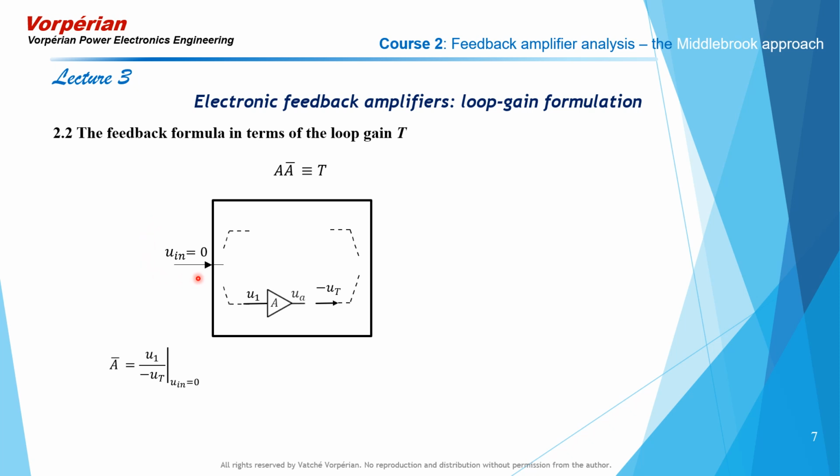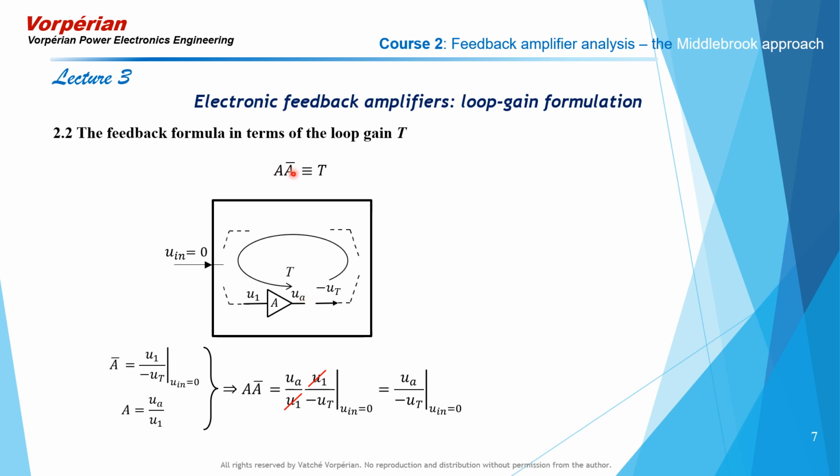Now we bring the dependent source A, or the gain element A, back into the picture, and that has a gain A equal to UA over U1. Now we see that the product A A-bar is equal to UA over minus UT, because U1 cancels as shown here. So clearly, A A-bar is the gain that the signal minus UT experiences as it goes around the loop and comes back to the point where it originated from. And that's why we call the product A A-bar the gain of the loop, or the loop gain T.